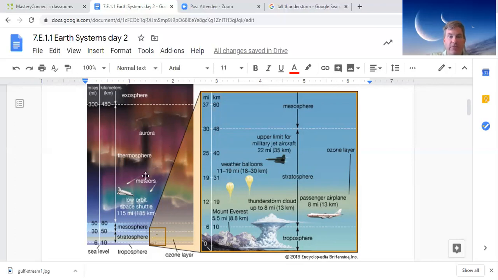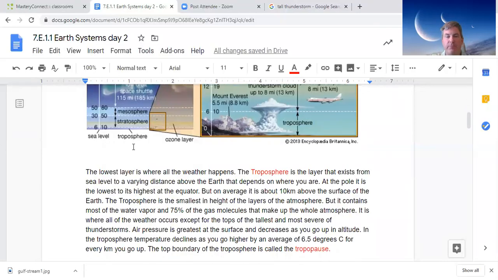So effectively, it's kind of space, but not 100% space yet. But for all intents and purposes, if you're going up in a rocket, it's space. But in reality, it's still part of our atmosphere.